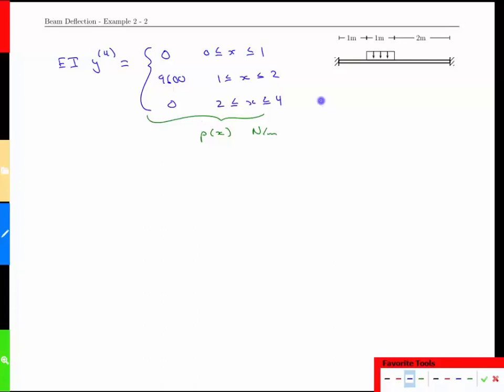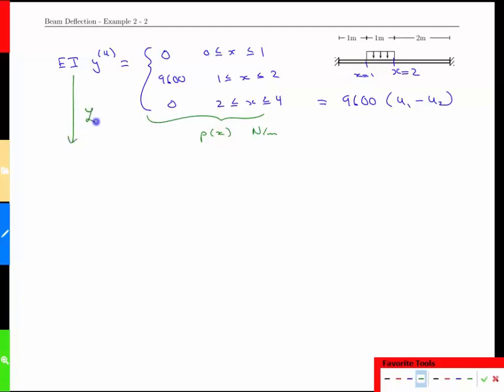Before we can take a Laplace, though, we need to restate this in terms of step functions, but again, that's fairly straightforward because we have a simple on-off scenario. The load turns on at x equals 1, the load turns off at x equals 2, and so we can multiply our 9600 by u1 minus u2, and that'll capture that on-off pattern.